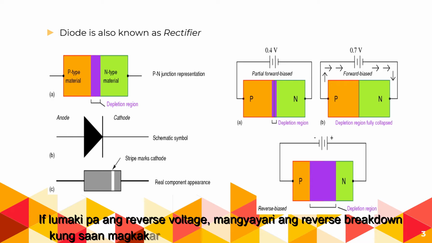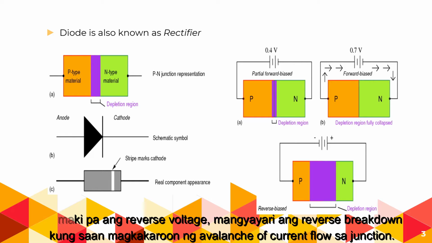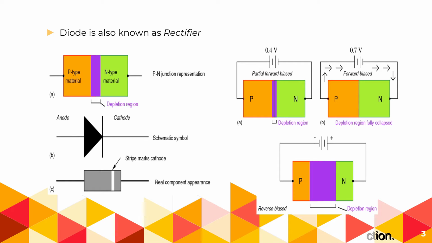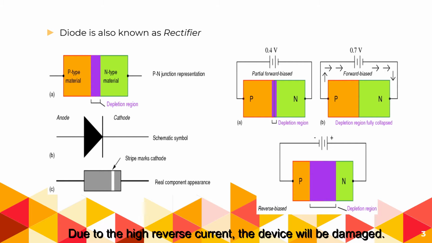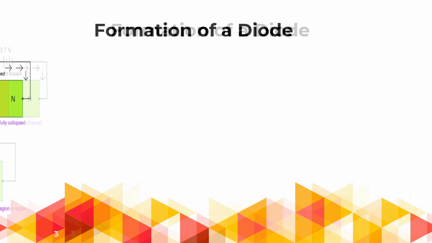If the reverse voltage increases further, reverse breakdown occurs, where there will be an avalanche of current flow in the junction. Due to high reverse current, the device will be damaged.